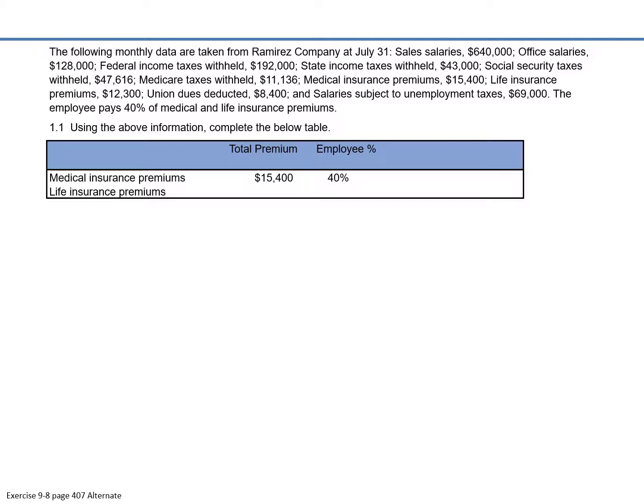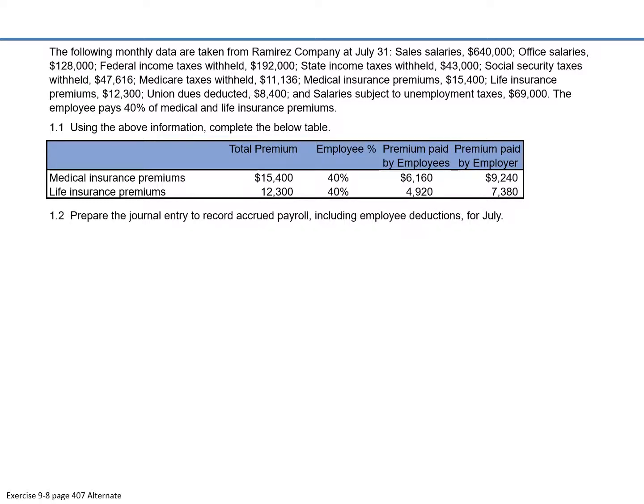All right, so the medical insurance premium was $15,400. The employee pays 40% or $6,160, which means the employer is paying the net of $9,240. Life insurance was $12,300 times the employee percentage, which is $4,920, and the employer pays the net, which is $7,380.